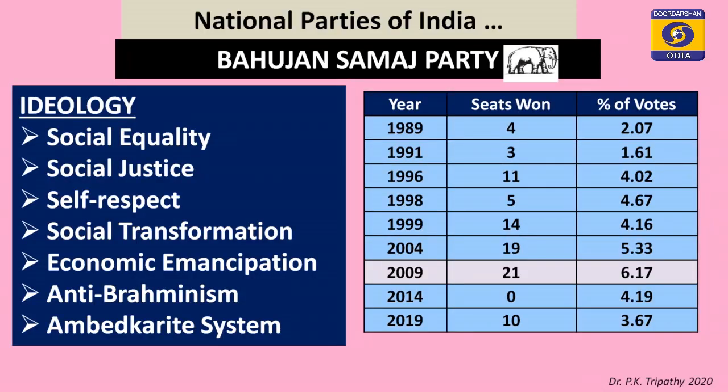So this is the story of the CPI and CPM. Now come to another national political party, that is Bahujan Samaj Party. So BSP was formed by Kansiram, and Kansiram was a Dalit leader. In fact, he was a government employee.